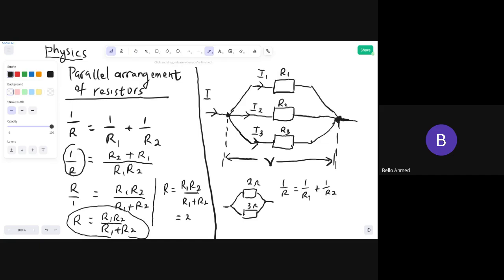So I'm going to have 2 times 3 divided by 2 plus 3. 2 times 3 is going to give me 6, and 2 plus 3 is going to give me 5. So 6 over 5 ohms, or you put it in decimal. So that's going to be the answer.